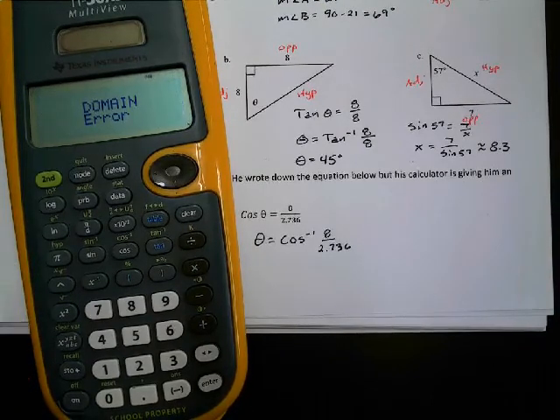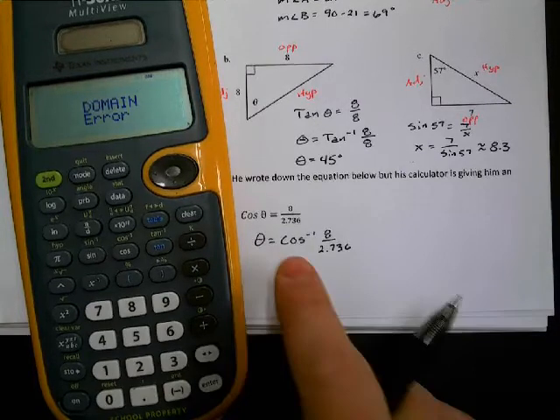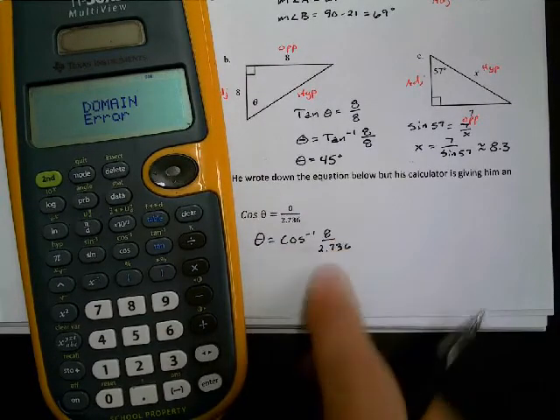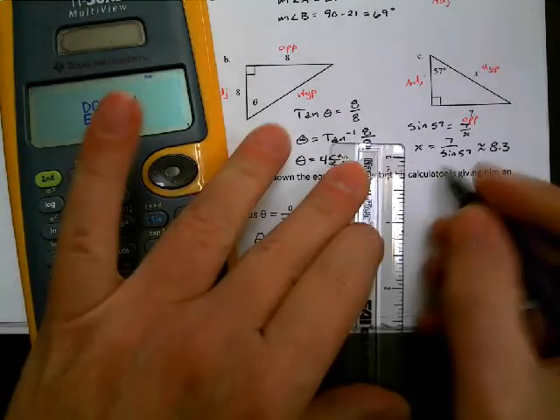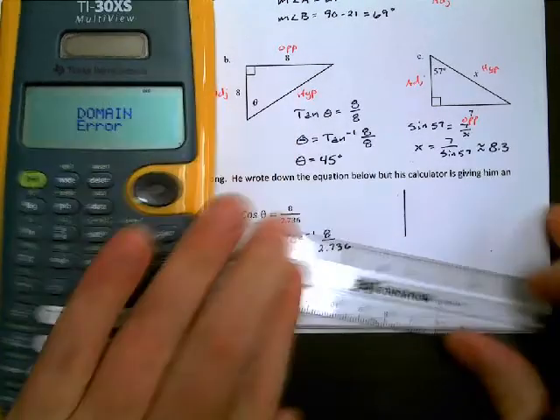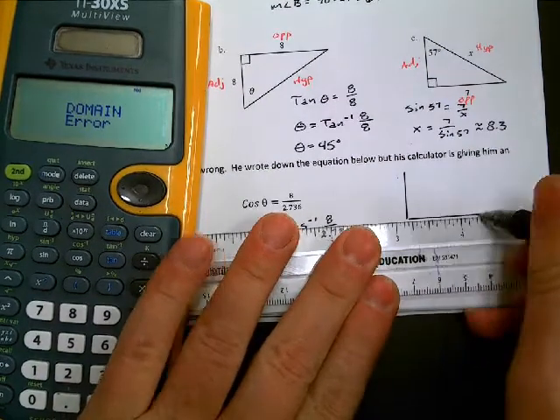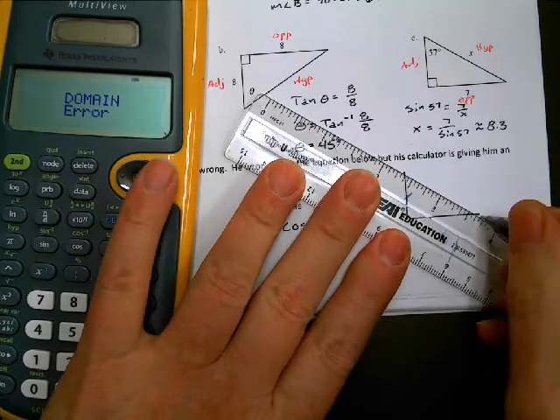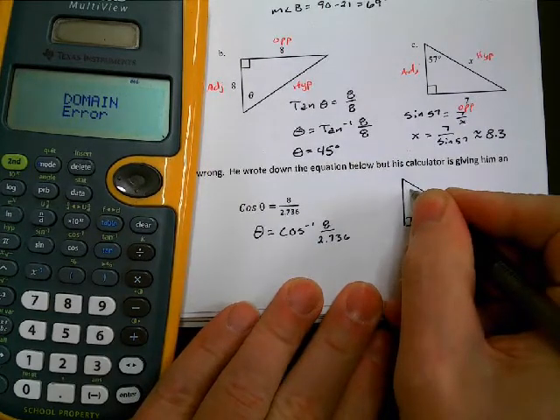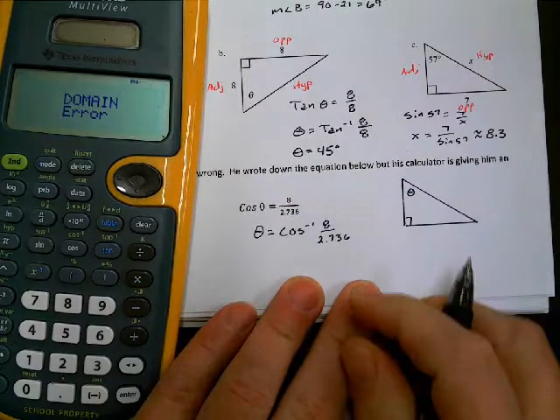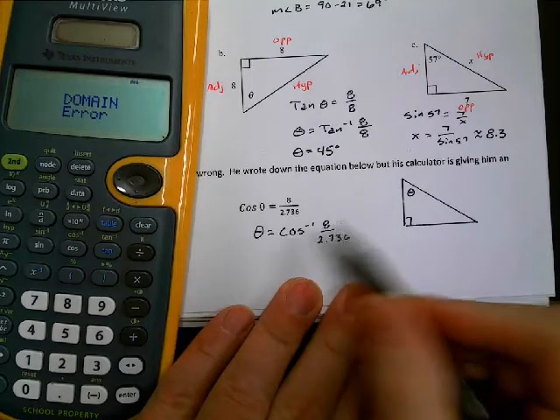So if it says domain error, it doesn't mean your calculator is broken. It means what you're entering into your calculator is broken. You can't enter the inverse cosine of 8 over 2.736. Let's see why. If I've got a right triangle, okay, let's pretend that theta is this one. Okay, cosine is adjacent over the hypotenuse.